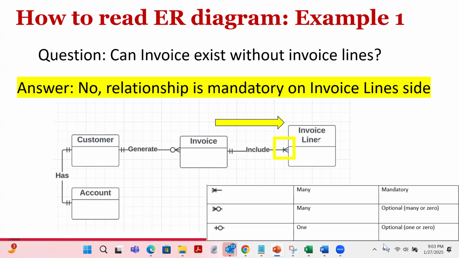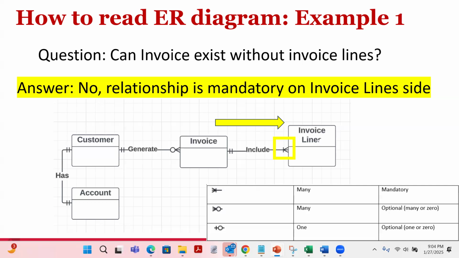And again, how do I read it? I look at this cross foot notation on the bottom of the slide, and this relationship here is many and mandatory. And this relationship is mandatory, then it's required to have an invoice line for an invoice. Right. Let's read another example.